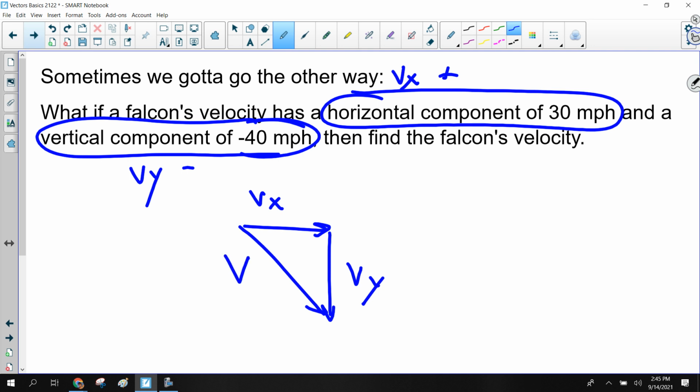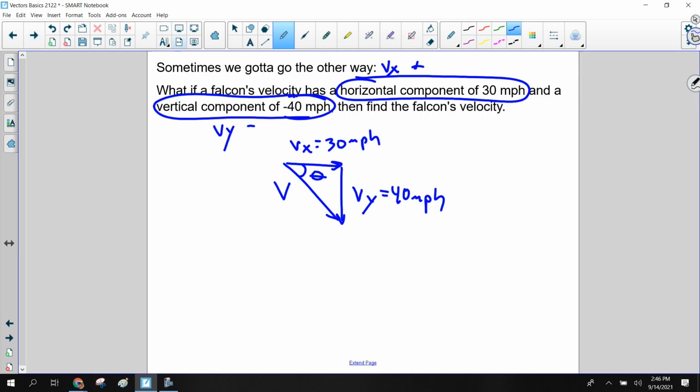Okay? So now we can label stuff. Our Vx is 30 miles per hour. Our Vy is 40 miles per hour. We are trying to find V. Please remember, just finding the hypotenuse is not enough. You also have to find the angle. So, let's do that.